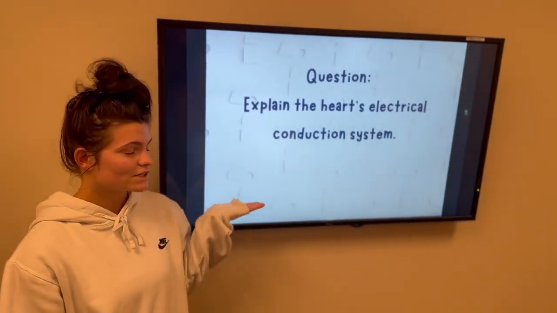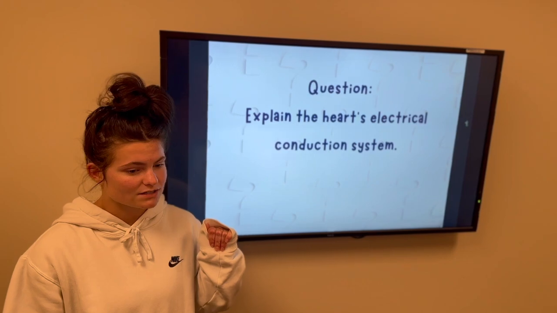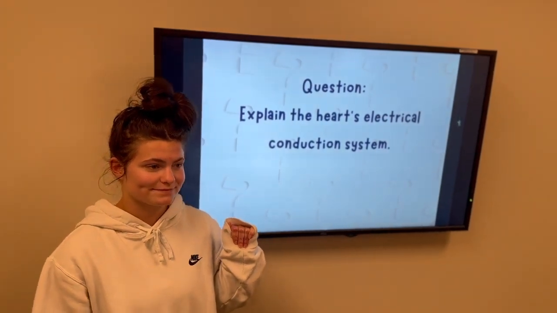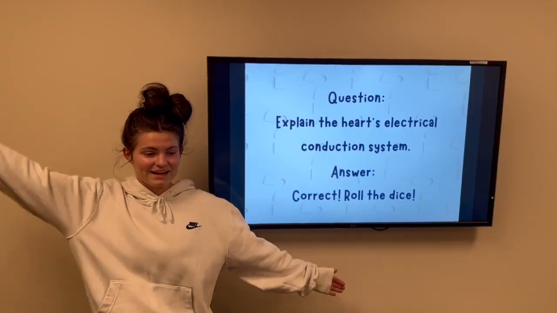Question 3 for Tess. Explain the heart's electrical conduction system. The heart generates its own signal. It starts in the SA node and then goes to the AV node and then the AV bundle and then to the Purkinje fibers. That is correct.